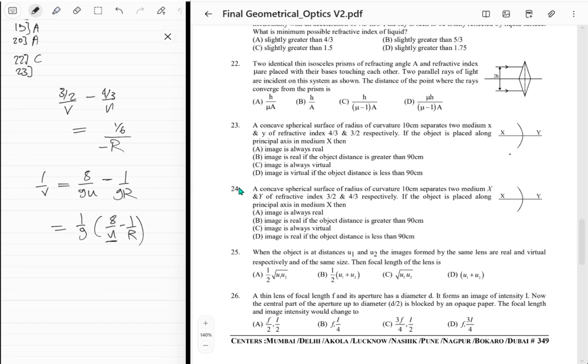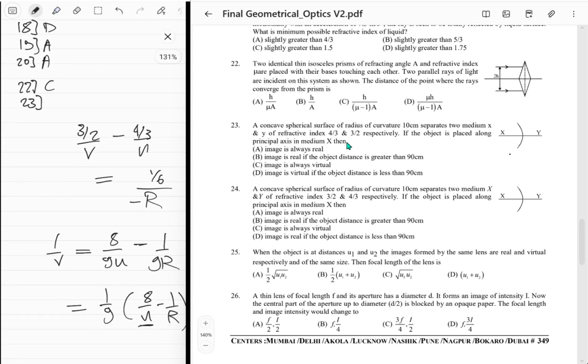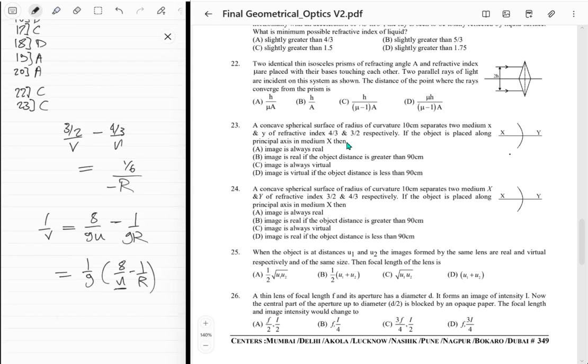23, 24 are the same thing. Except this is like capital X and capital Y. But once again, refractive index. Oh, these are different now. So now X has refractive index of 3 upon 2 and Y has 4 upon 3. Previously it was different, right? Okay, that's understandable. So for the first guy, it's always virtual. Yes, so 23rd C. What about the 24th guy?